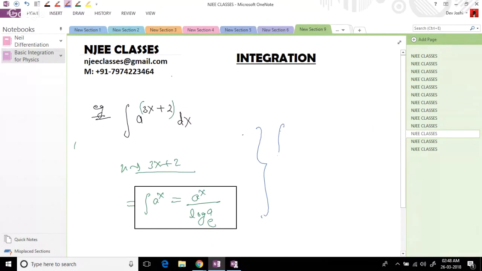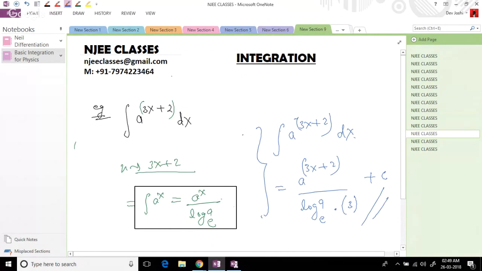In the same way, we are having integral of a to the power 3x plus 2 dx. So that is going to be equal to a to the power 3x plus 2 upon log a on the base e, multiplied by coefficient of x, that is 3, and plus c is also there. So that is your complete final answer. Okay.